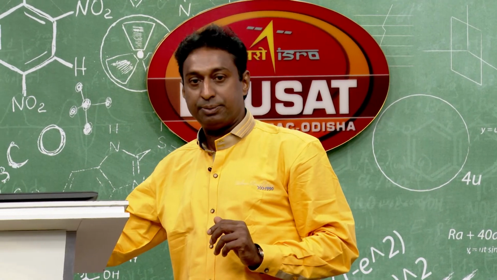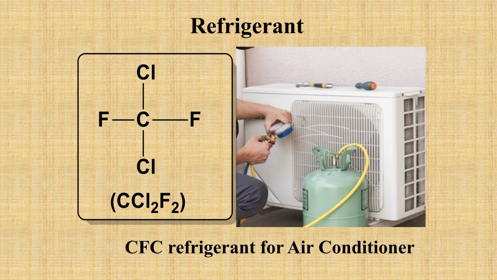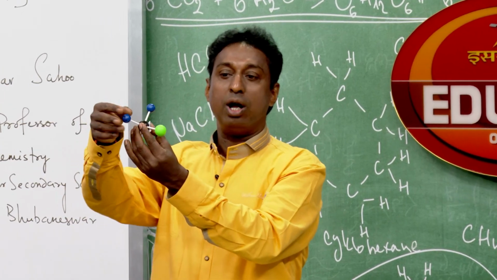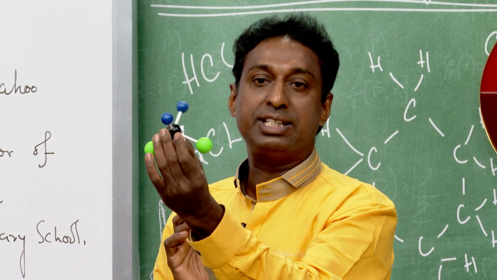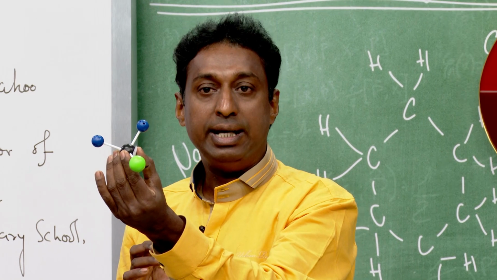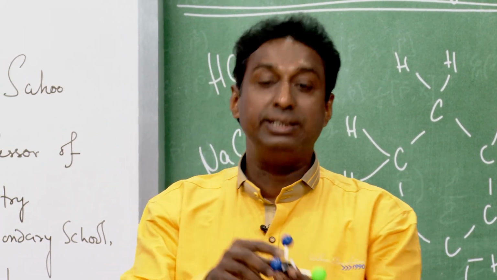See this next slide. Refrigerant. You know that you have an AC, air conditioner, and sometimes people come to fill the gas, and the gas the person fills in the AC is nothing but chlorofluorocarbon. Remember, there are 2 fluorine atoms and 2 chlorine atoms. Look at the structure. These 2 small balls are fluorine atoms and 2 bigger balls are chlorine atoms. This is chlorofluorocarbon, a refrigerant for air conditioners.